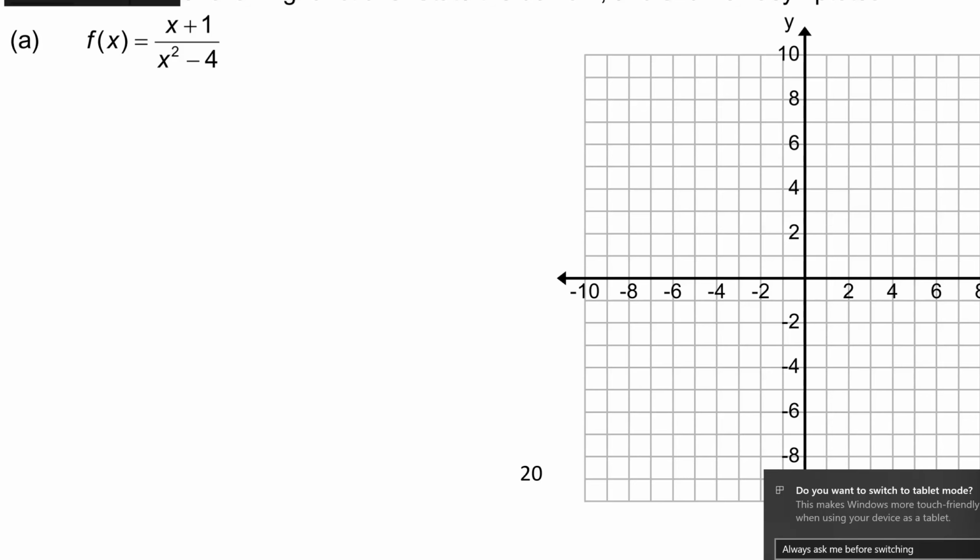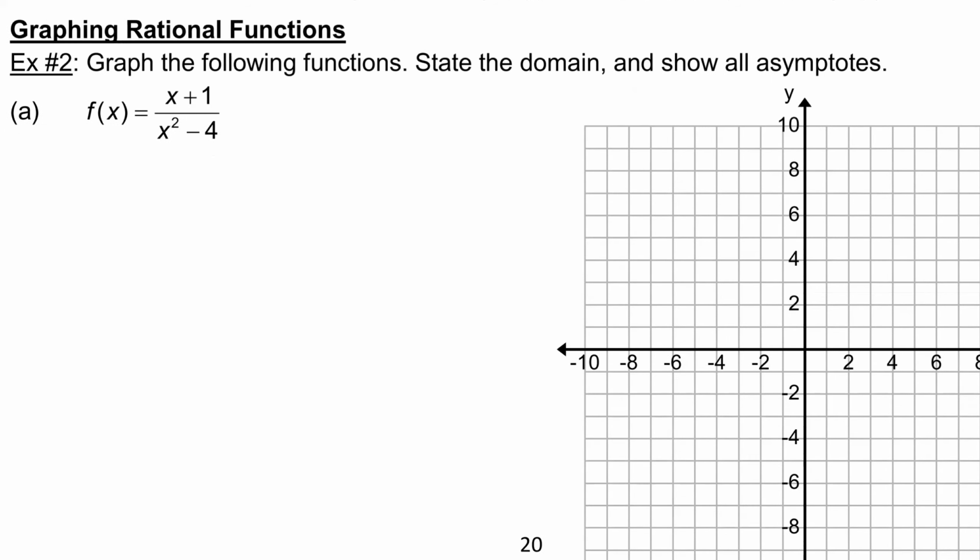All right, the screencast is for Sarah. All right, we are on graphing rational functions.